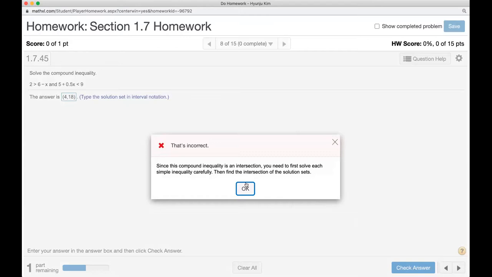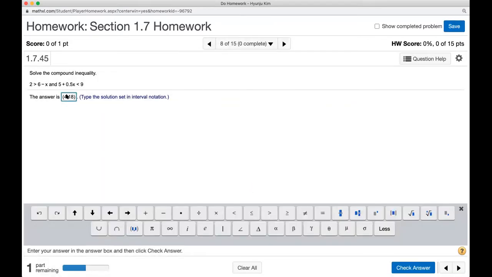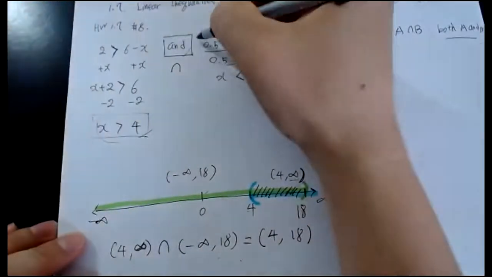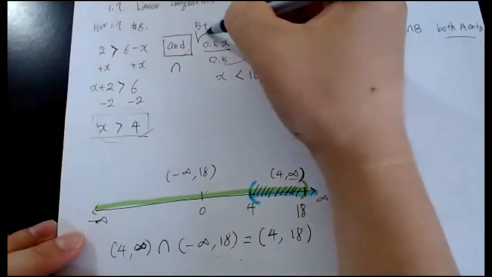Oh, yeah, something I did wrong. Maybe I made a mistake. Give me a second. So here, yeah, we see the problem. I missed the 5, adding 5 right here. Yeah, I missed that. So I'm going to add the 5.